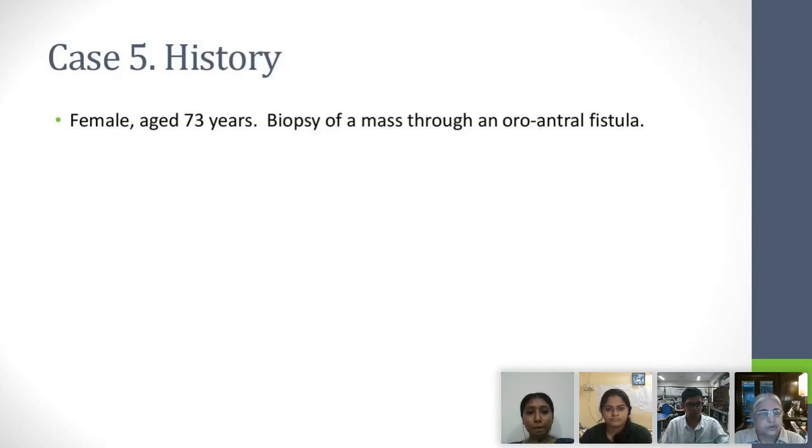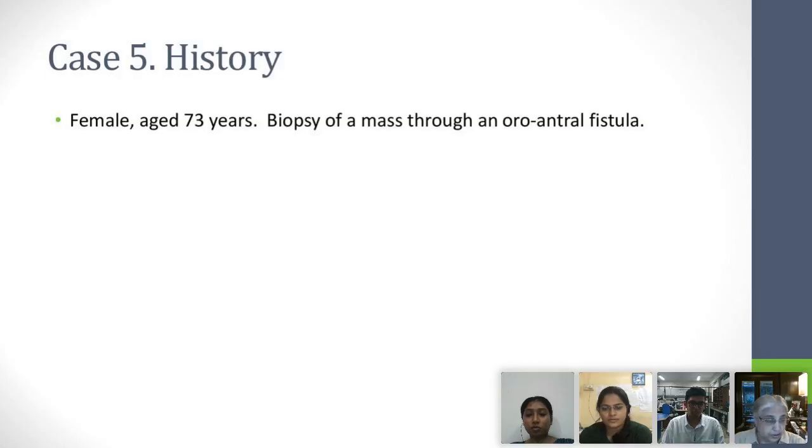Kshitija, would you like to start? Yes, ma'am. We have a 73-year-old female with a biopsy done from a mass through an oroantral fistula. Good. The last time we were just practicing, and I asked you about an oroantral fistula. It's very important when we read a history to understand not just what the patient experienced or what the signs were, but also from where the biopsy has come.